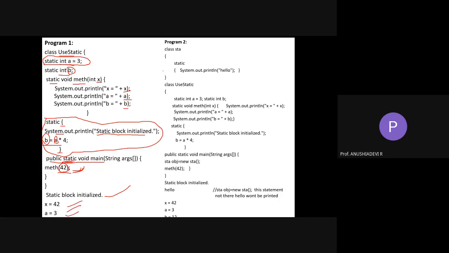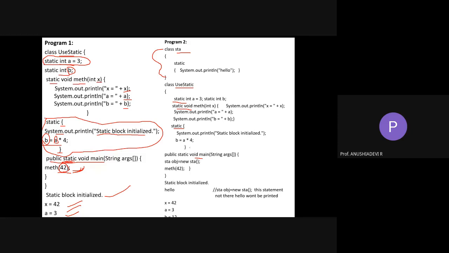And next, come to this program. In this program I have two classes. One class is called STA, another class is called UStatic. In this UStatic, it is the same: I have two static data members, one static member function, one static block and then one main function. In the previous example we saw a class with two static data members, one static member function, one static block and one static main function. Here also we have the same.